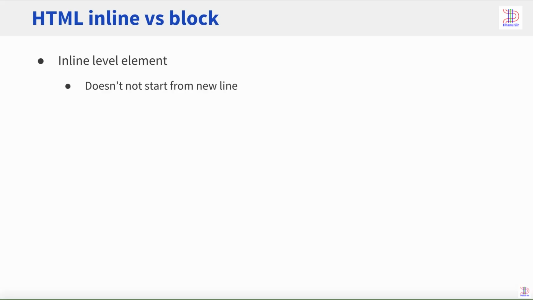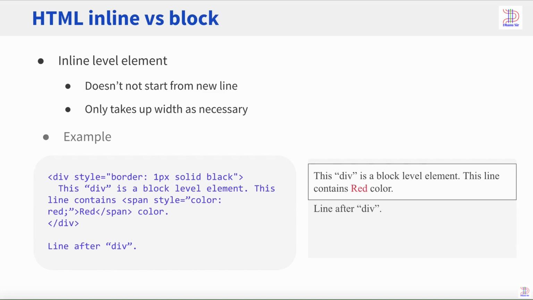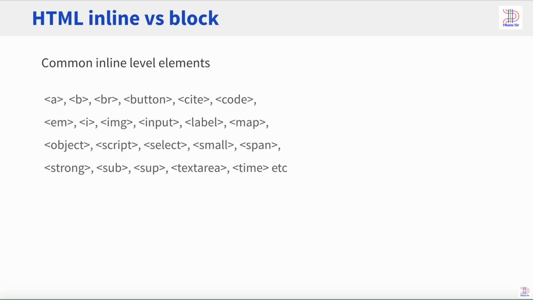Inline level element. It doesn't start from a new line. It only takes up the width as necessary. Example, here you can see inside the div element I have defined a span with style attribute color red, and on the right side you can see the red is inside the div. It is not starting from a new line. The common inline level elements are anchor tag, bold, image tag, input tag, strong, subscript, superscript, text area, etc.